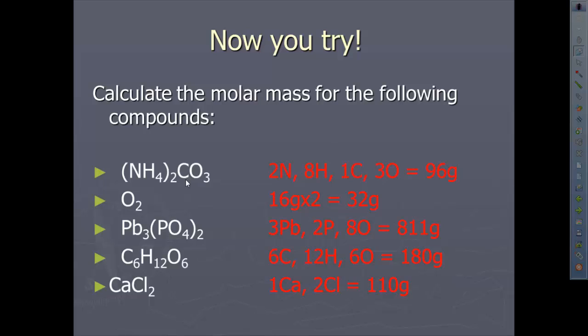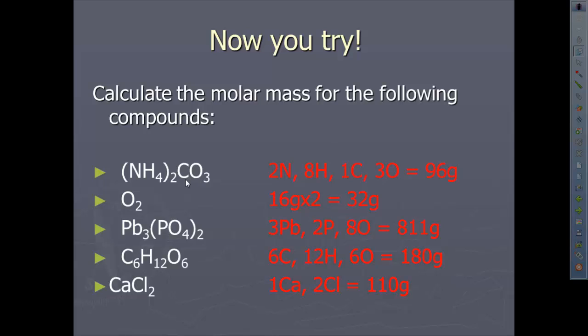The third one is lead phosphate. Lead, there are 3 of those in this formula, 2 phosphorus atoms, and 8 oxygens, because remember that 2 distributes through the parentheses. Lead's a pretty heavy element, so if you've done your math right, you should get 811 grams in 1 mole of lead phosphate. The fourth example is a sugar molecule. Okay, for glucose, you have 6 carbons, 12 hydrogens, and 6 oxygens. Multiply each element by the molar mass on the periodic table, and you should get 180 grams.